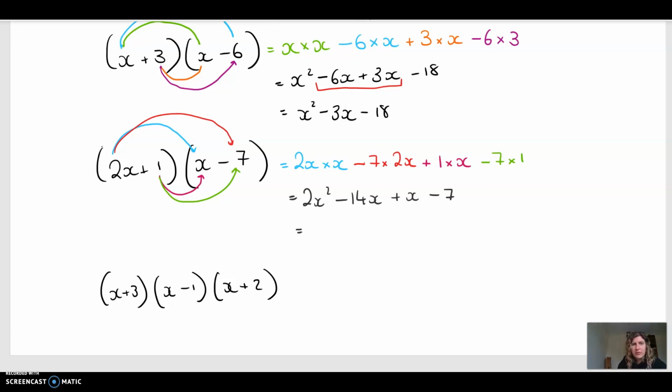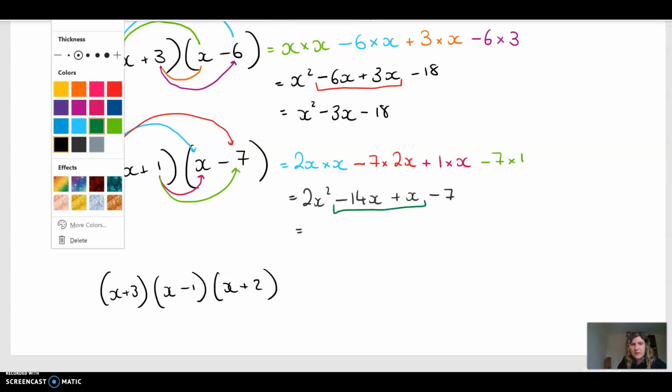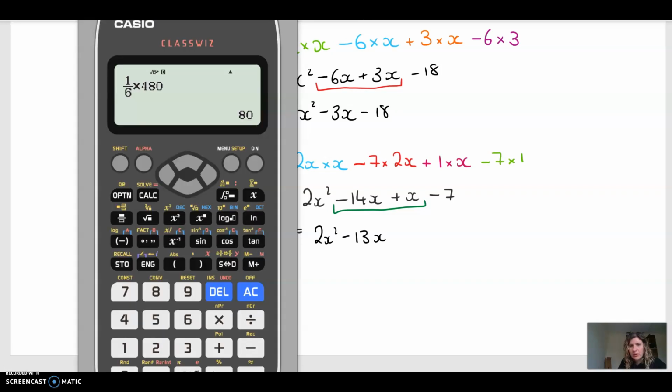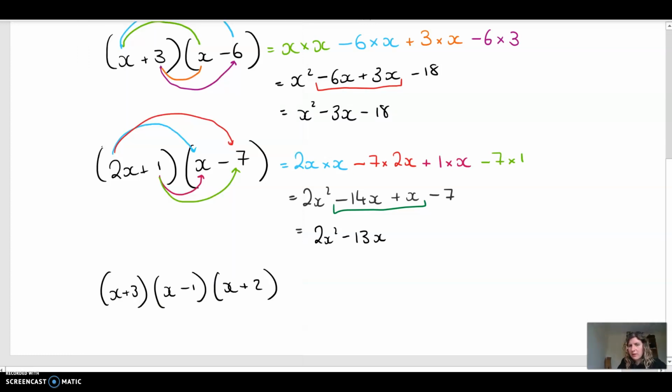So again, we can simplify this bit in the middle. Okay, negative 14x plus x, and that's 2x squared minus 13x. Okay, negative 14 plus 1. And again, if you want to do that on your calculator, negative 14 plus 1, just to double check you got the right answer, feel free, and then minus 7.